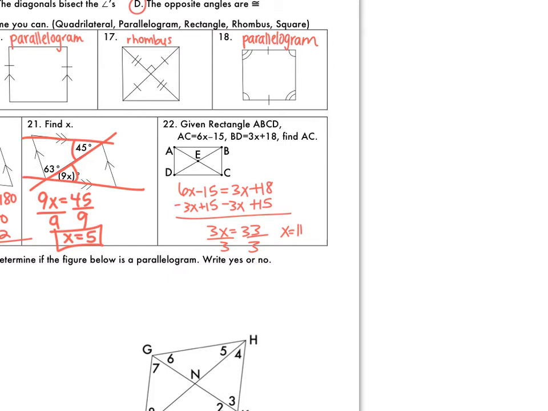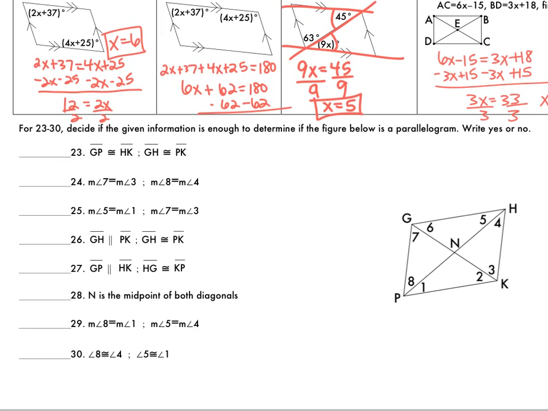The question is, what is AC? So really, you can plug it back into either one because AC and BD are congruent. Which one is AC though? The first one. So 6 times 11 minus 15, 66 minus 15, and that's going to be 51. So AC is equal to 51, and you can confirm 11 times 3 is 33, and 33 plus 18 is also 51. All right, now moving on to the stuff you probably really care about down here.